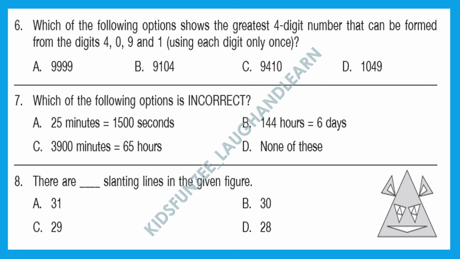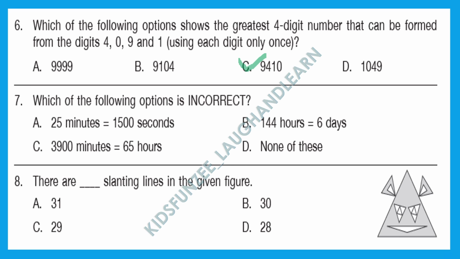Question 6. Which of the following options shows the greatest 4-digit number that can be formed from the digits 4, 0, 9 and 1 using each digit only once? So for such kind of questions, when it is asked that you have to form a greatest number, we have to follow the descending order. So as per the descending order, if we have to arrange 4091, the answer should be 9410. That is option C. We get 9410 as the greatest 4-digit number from these digits.